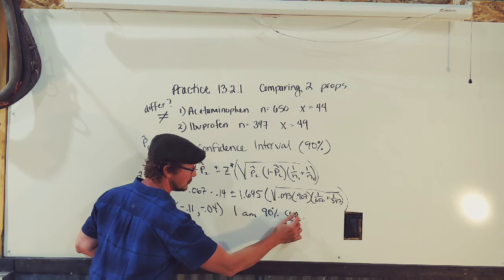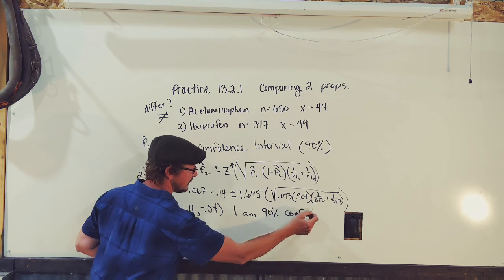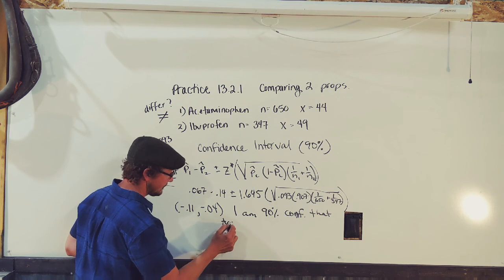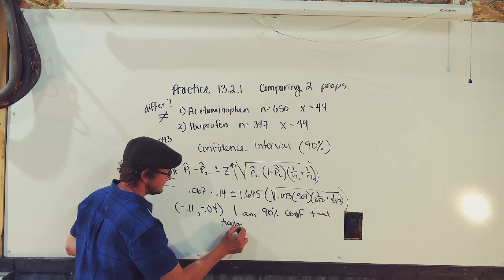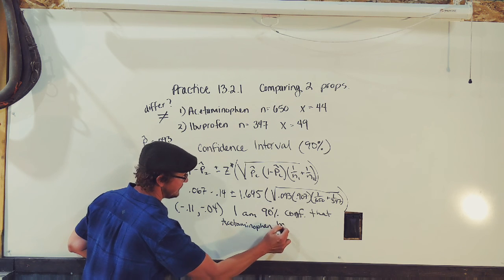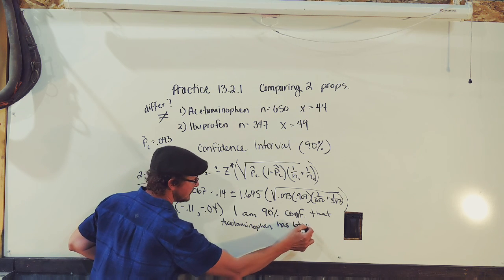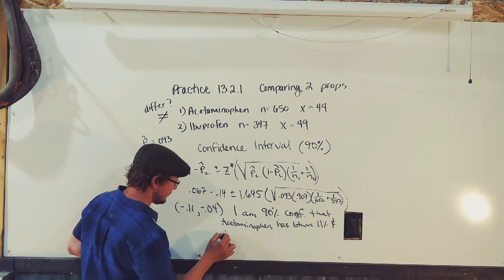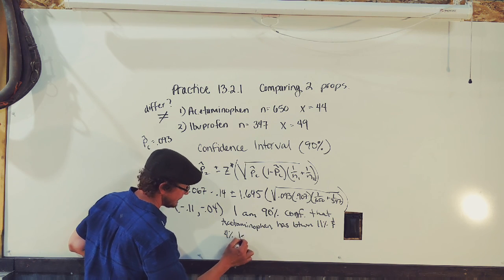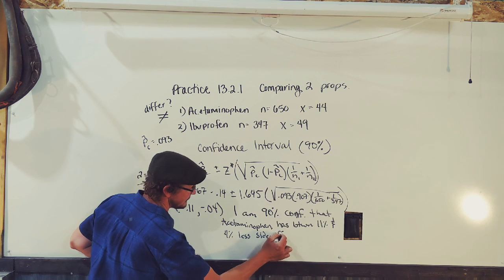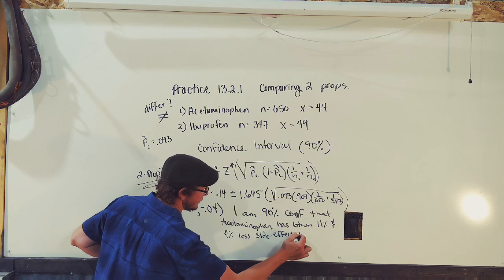So I am 90% confident that acetaminophen has between 11% and 4% less side effects than ibuprofen.